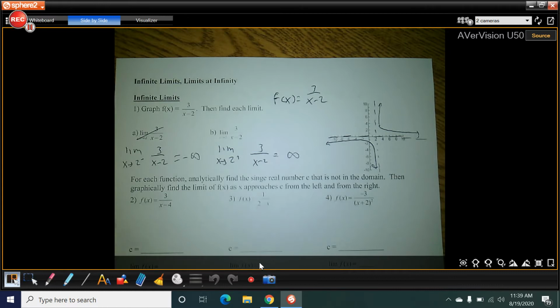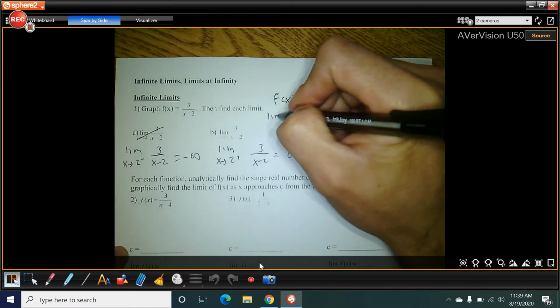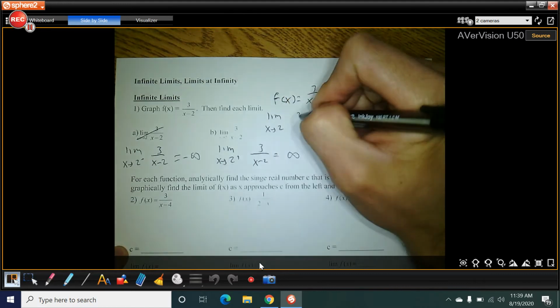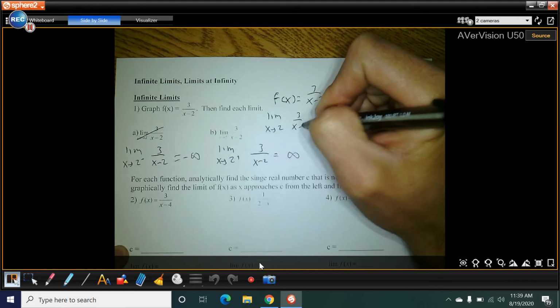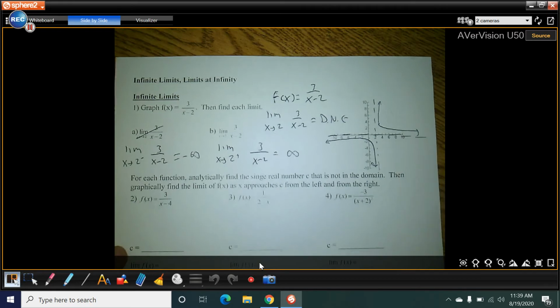Okay, now notice how these two limits were one-sided limits, but overall, if I were to ask you what is the limit as x approaches 2 of that function, the answer would have to be does not exist, because the left and the right side behaviors are different.